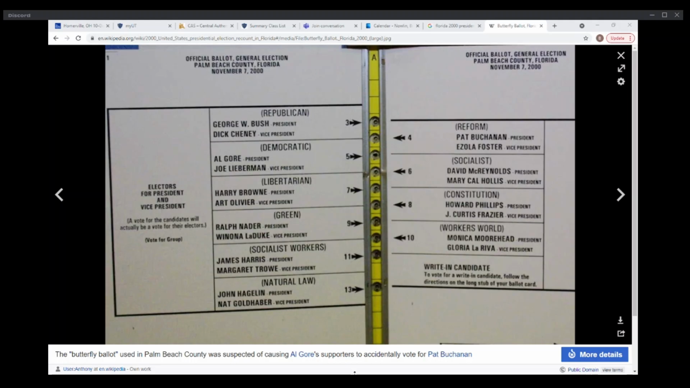Anyway, this was the Palm Beach County ballot. You see George Bush as candidate number 3. So if you wanted to vote for George Bush, you would punch this hole out right there. Everything's electronic now because of this election. That's another fallout from it.